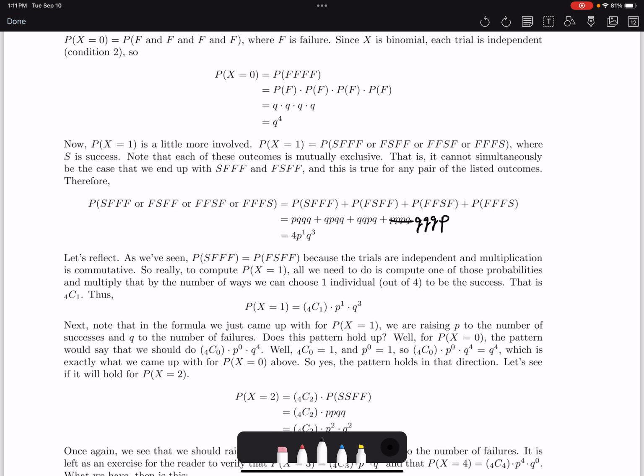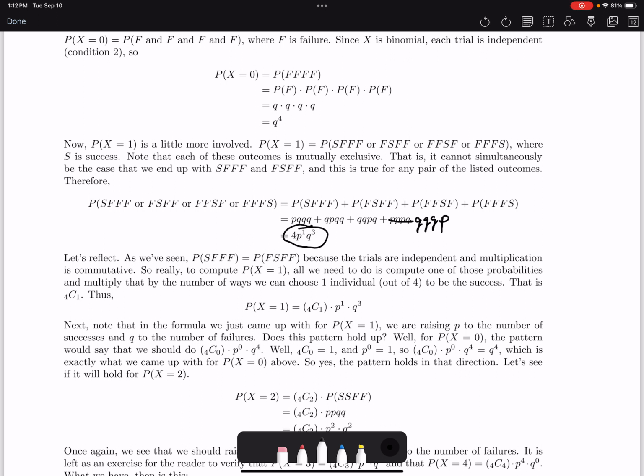But anyway, that means we have 1 P and 3 Qs each time. So we could encode each of these as P, because multiplication is commutative. You can do these multiplications in any order you want. So we could just call this P to the 1st power times Q to the 3rd power. And this one would also be P to the 1st power times Q to the 3rd power, and this one would also be that. So what we have is 4 copies of the same thing.